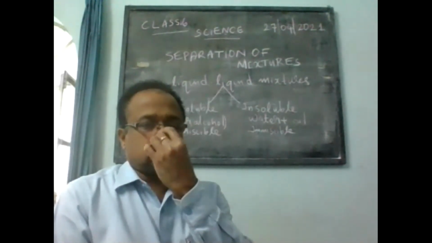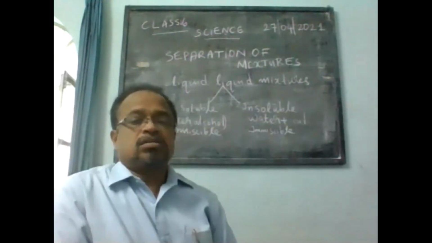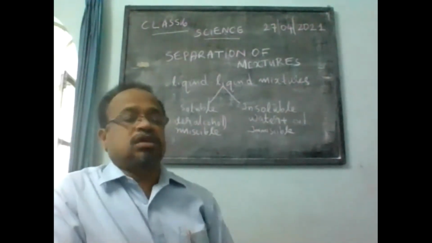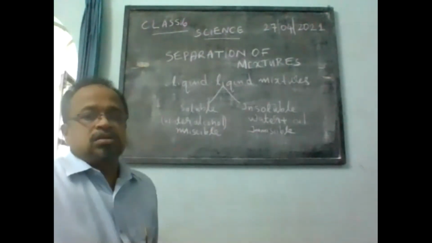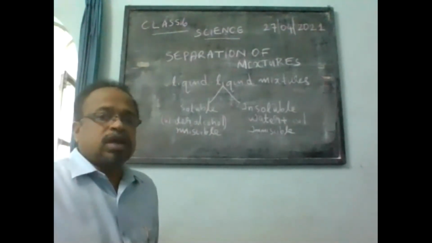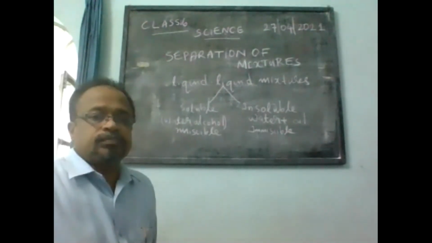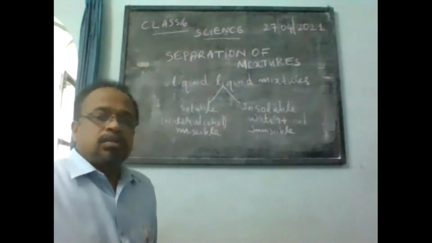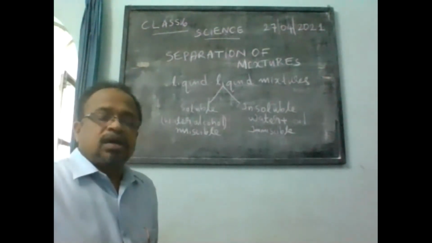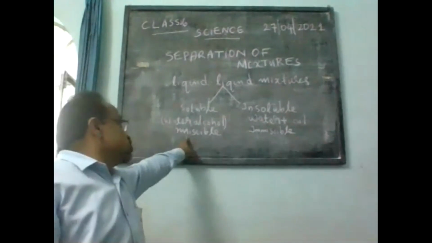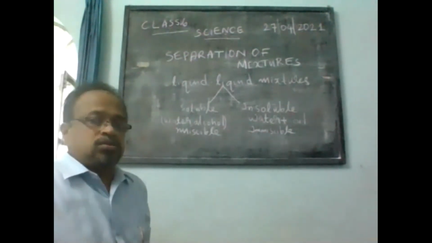Now, next category, soluble liquids. Two liquids dissolve each other, forming miscible liquids. For example, if you mix two types of oils, they mix with each other and form a single layer. Another example, alcohol and water, spirit and water, when they are mixed with each other, they dissolve each other and form miscible or soluble liquids.